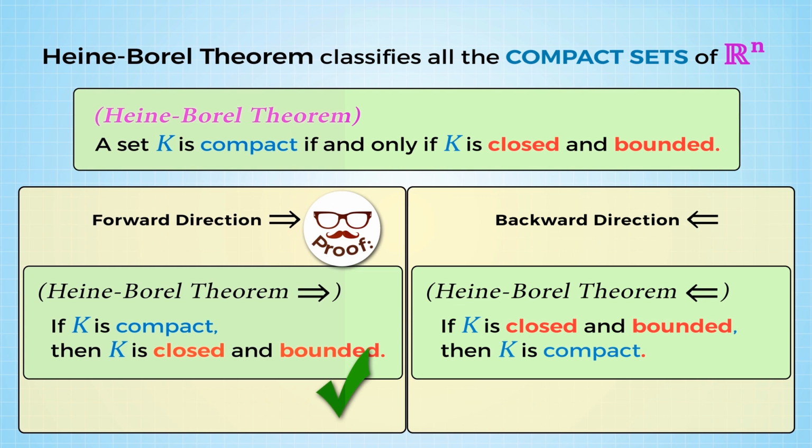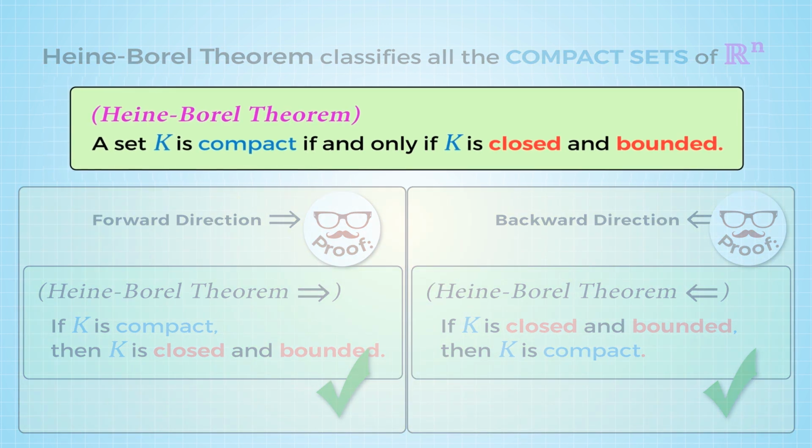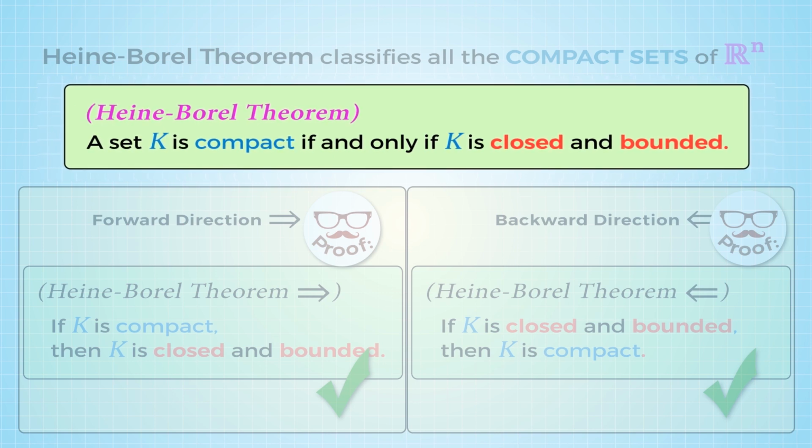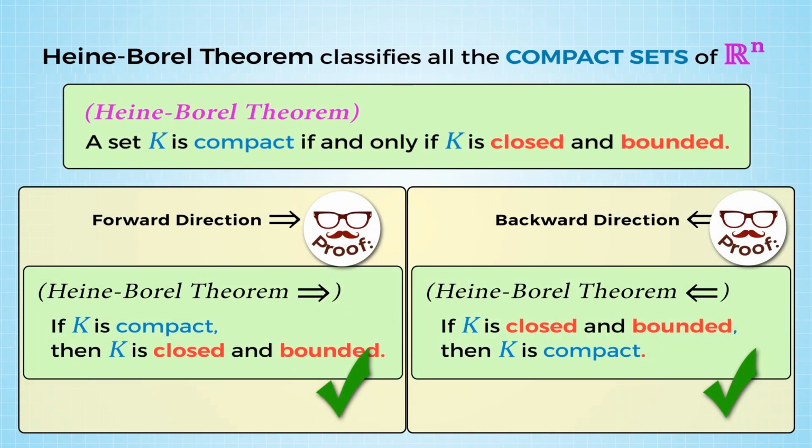And as already discussed, the converse of the Heine-Borel theorem is an immediate corollary. So we can conclude a set K is compact if and only if K is closed and bounded.